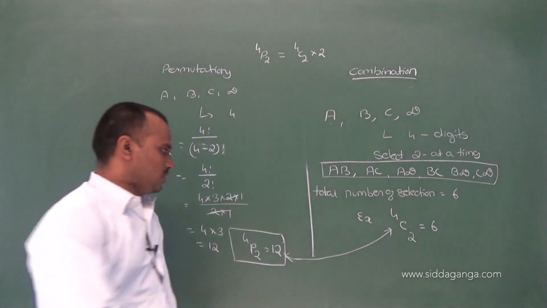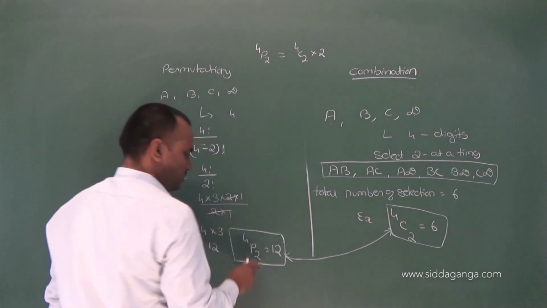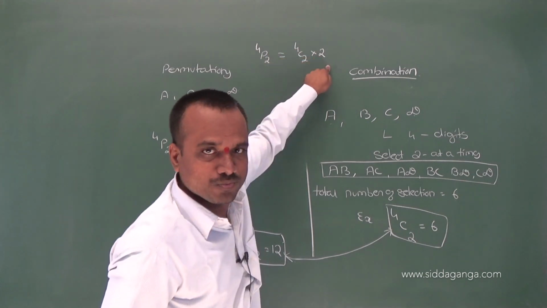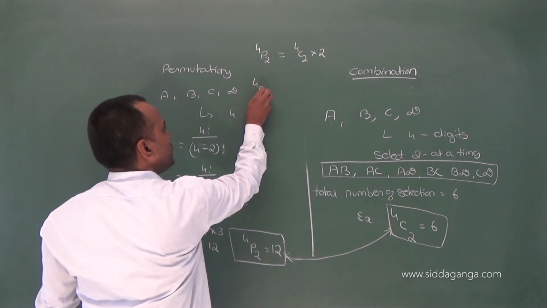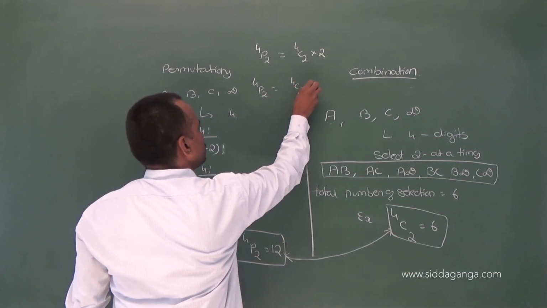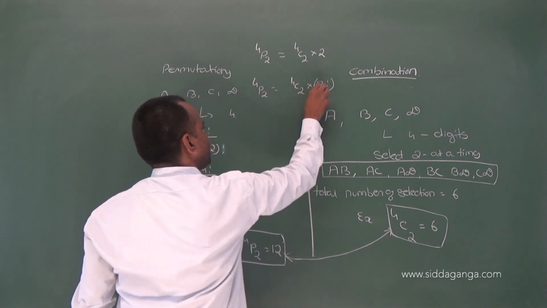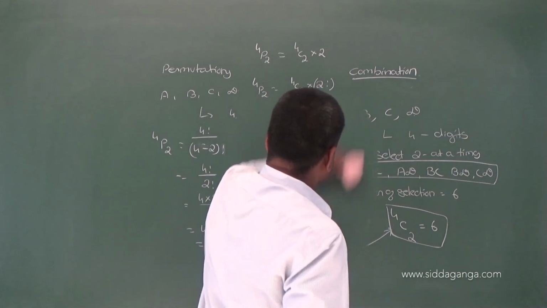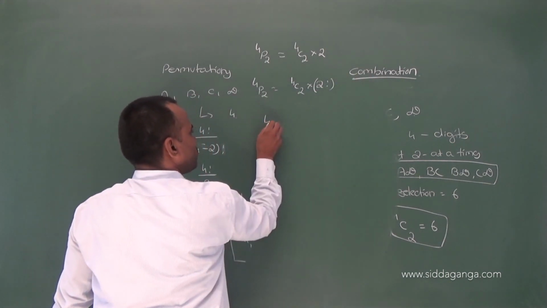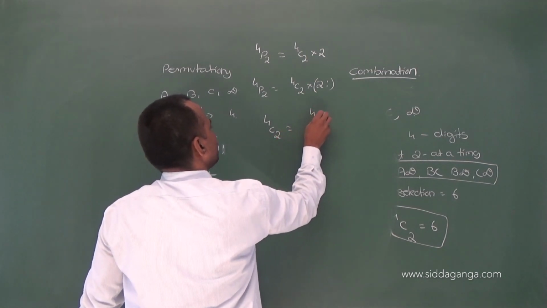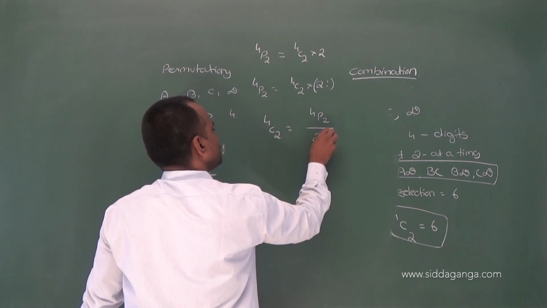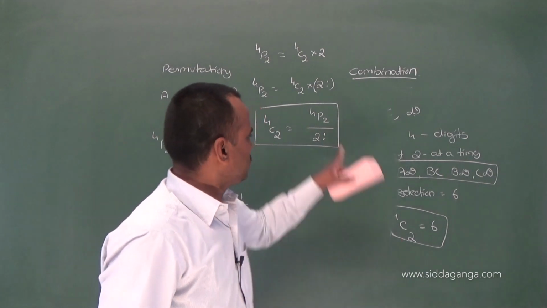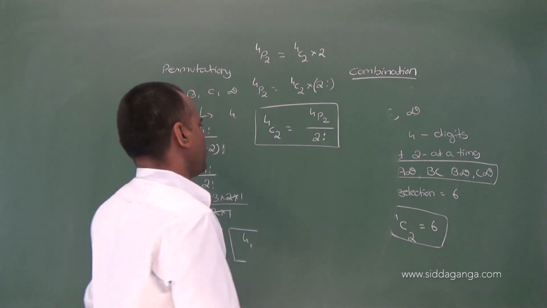See this result: 4C2 is 6, 4P2 is 12. So 4P2 is equal to 4C2 into 2, which we can write as 2 factorial. Cross multiplying, 4C2 we can write as 4P2 divided by 2 factorial. Correct? 4C2 is equal to 4P2 divided by 2 factorial.